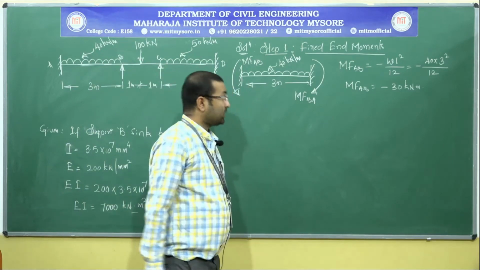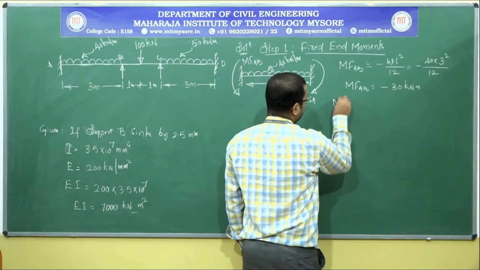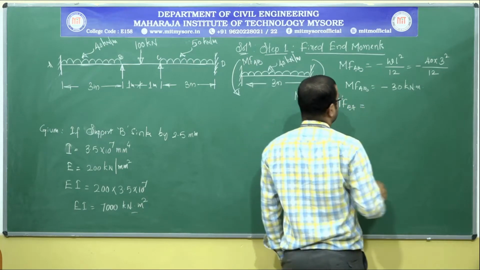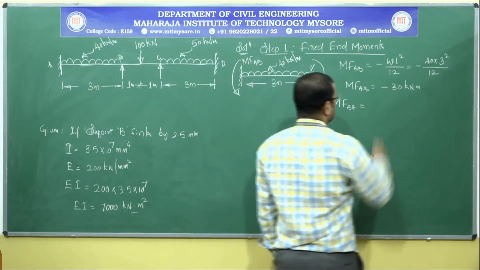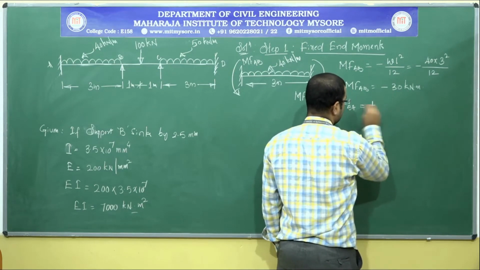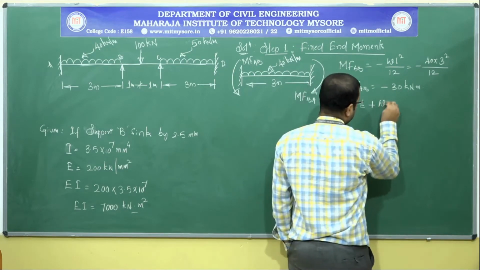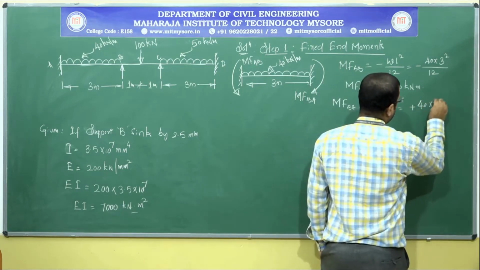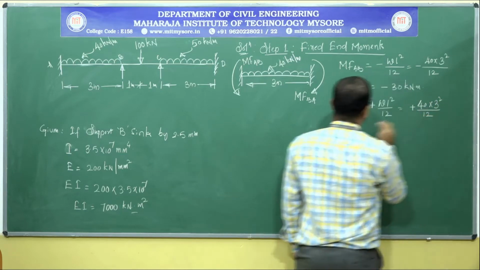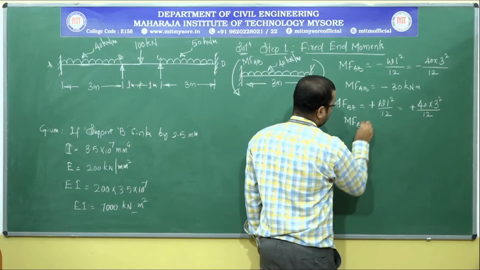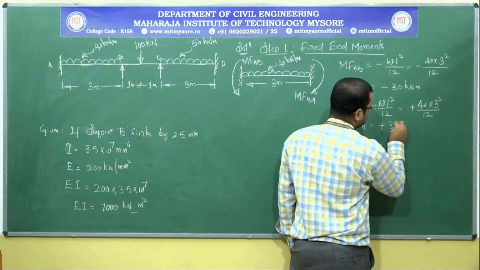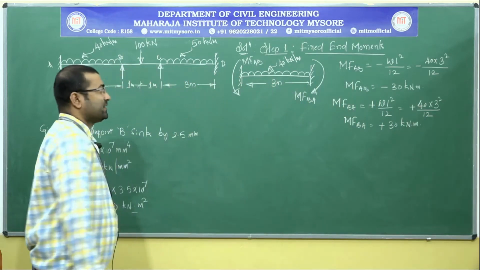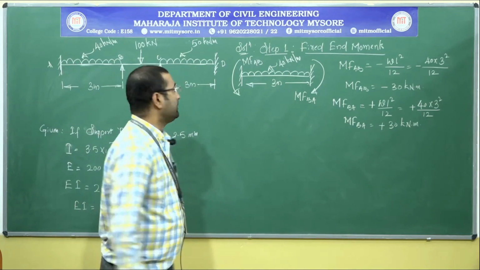Now similarly we have to work out the MF BA, that is fixed end moment at B. MF BA is equal to, as the load is same, the formula will remain same, only thing is there is a change in the sign. It is plus WL square by 12. So plus 40 into 3 square divided by 12, which yields to MF BA as plus 30 kilonewton meter. So these are the fixed end moments for the span AB.